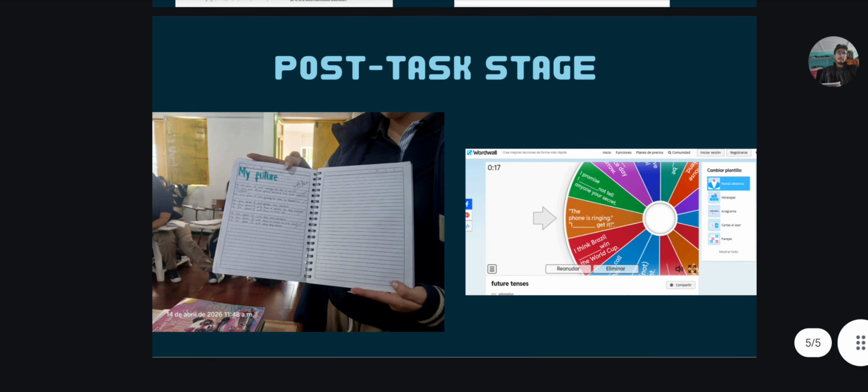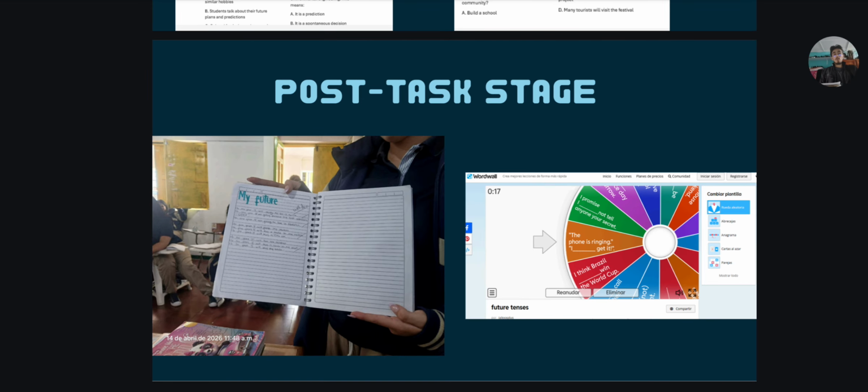And the post-task stage, at the end of the class, I asked everybody for a little text talking about their future, and then students had to share their future plans with the group in writing, and they had to compare similar future plans. At the end of the class, I implemented a gamified resource where students had to spin the wheel, and then answer each question or complete each sentence with the auxiliary will or be going to.